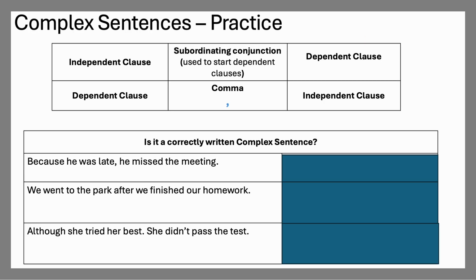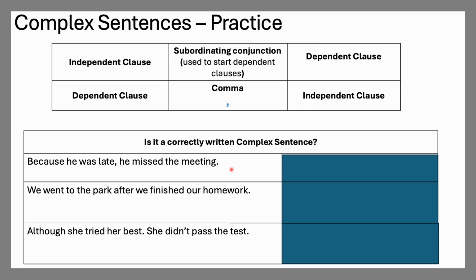All right, let's run through some complex sentence practice. Remember up here, we just have our 2 formulas for creating a complex sentence: an independent clause, a subordinating conjunction that's used to start a dependent clause, and a dependent clause. So I don't necessarily need punctuation if I'm combining it using this. Or dependent clause, comma, independent clause. And so I'm going to use that comma as a guide sometimes in my sentences to make sure that they are correct. And let's take a look at this first example.